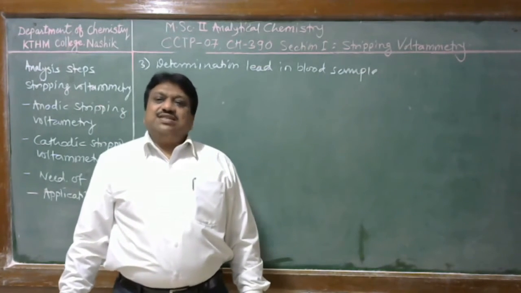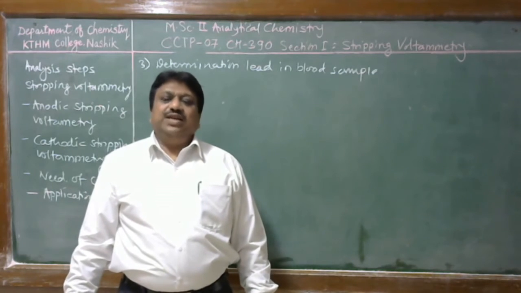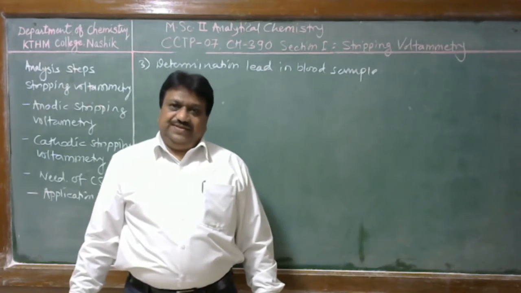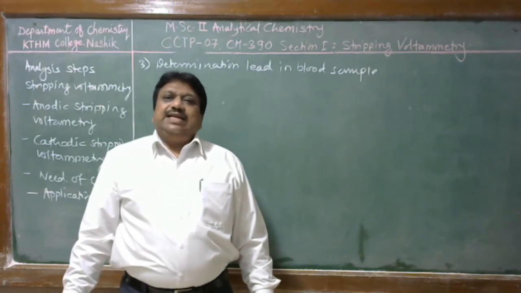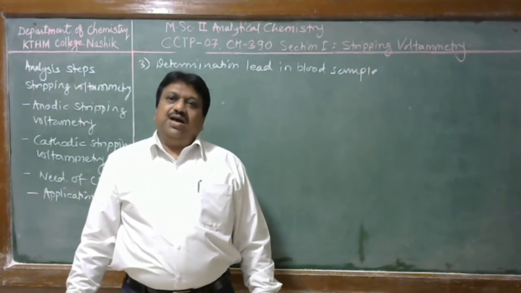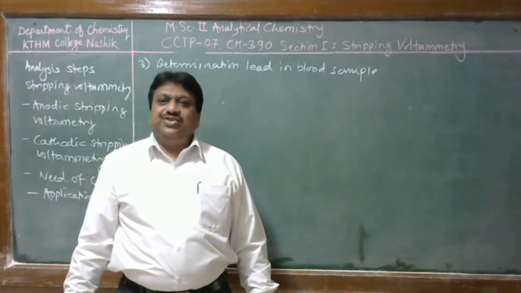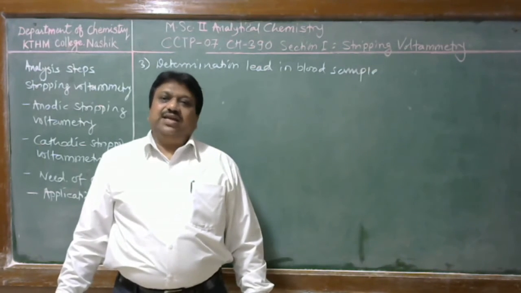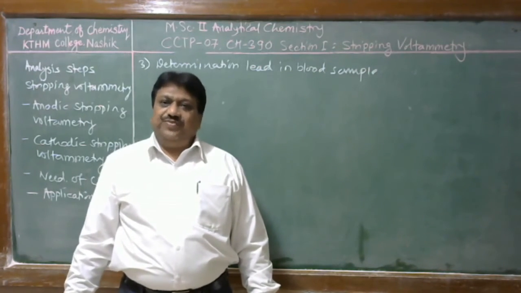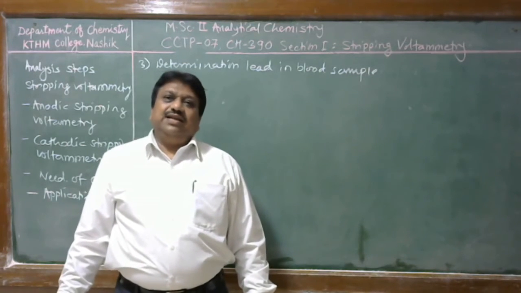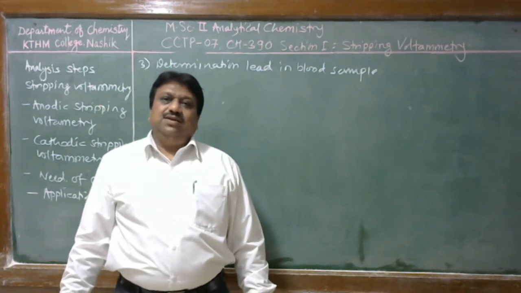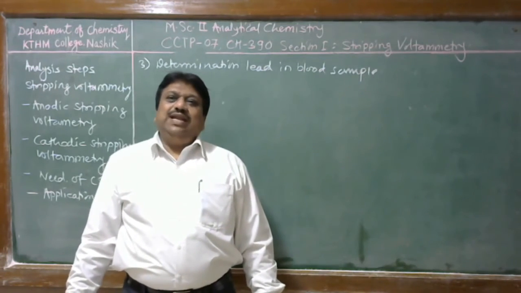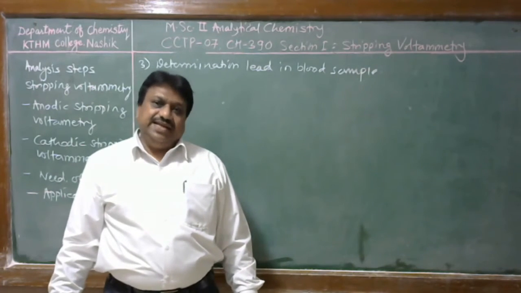Lead is concentrated in the blood of industrial workers as well as in the blood of traffic police. Tetraethyl lead and tetramethyl lead are used as anti-knocking reagents in petroleum products, and lead oxide particles are given out from the exhaust of the vehicle. These get inhaled by the persons who are continuously in contact with this exhaust. Therefore, lead concentration in the blood increases.